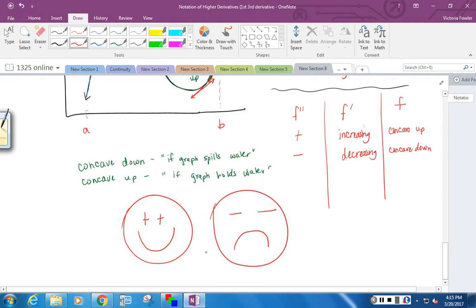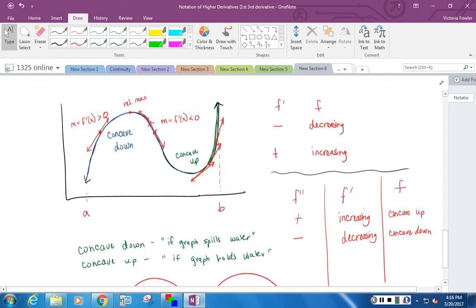Okay? So if the second derivative is positive at a point, we're concave up. If the second derivative is negative at a point, we're concave down. So now we're going to use everything that we know about our first derivative to start talking about the second derivative and figure out concavity. Now it turns out that we have a point at which we change concavity, and that is called the inflection point, or the point of inflection.